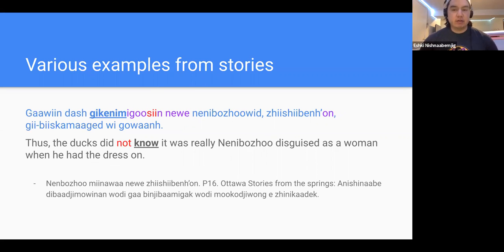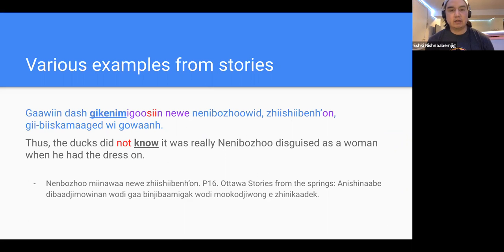So this one's from Nanabojo Mina Newe Shishibayon, from the book Ottawa Stories from the Springs. Gawin dashki kenamagosi newe Nanabojo with Shishibayon. Ki biskama get we gonga. Thus the ducks did not know it was really Nanabojo disguised as a woman when he had the dress on.